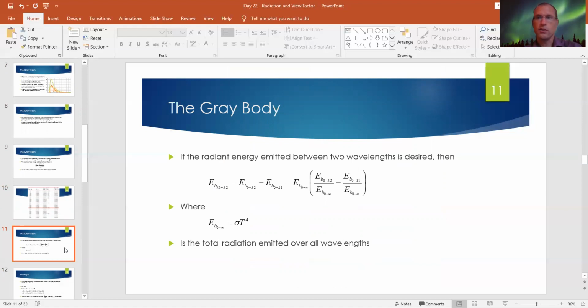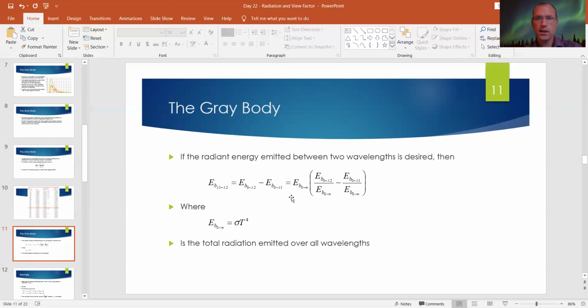And sometimes you want it between two different values, say 500 and 800. So in that case, I just take the bigger one and subtract the smaller one. So I basically take it from 0 to 800, subtract from 0 to 500, and at that point I'm left with from 500 to 800.